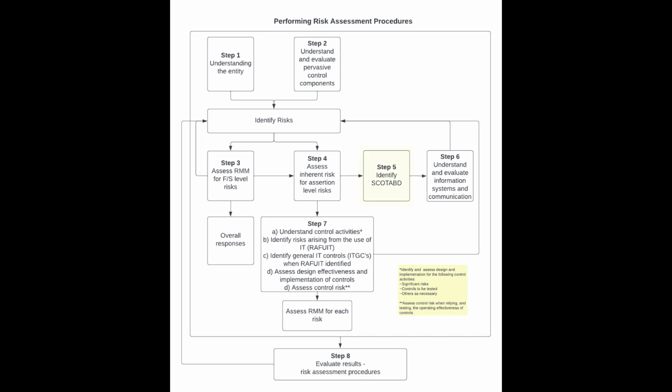Step number 5 is identifying our classes of transactions, account balances, and disclosures that are significant. Based on those significant classes of transactions, account balances, and disclosures, we'll perform step number 6, in which we will understand and evaluate the information systems and communication.